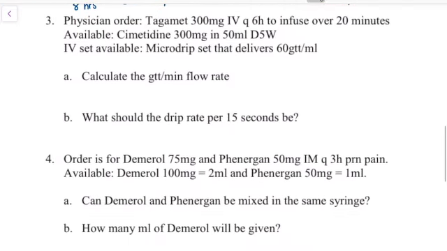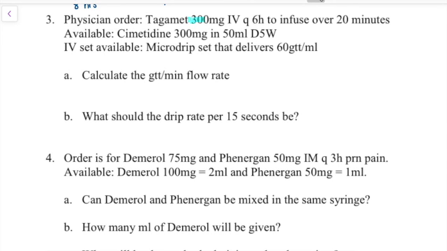So the order is Tagamet 300 milligrams IV every 6 hours to infuse over 20 minutes. Available is 300 milligrams in 50 mLs of D5W. IV set available is a micro drip set that delivers 60 drops per mL. Calculate the drops per minute flow rate. So that answer is going to be in drops per minute.